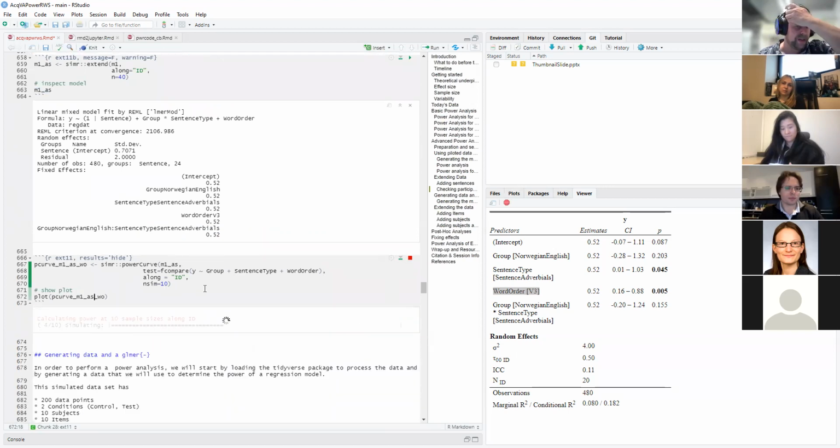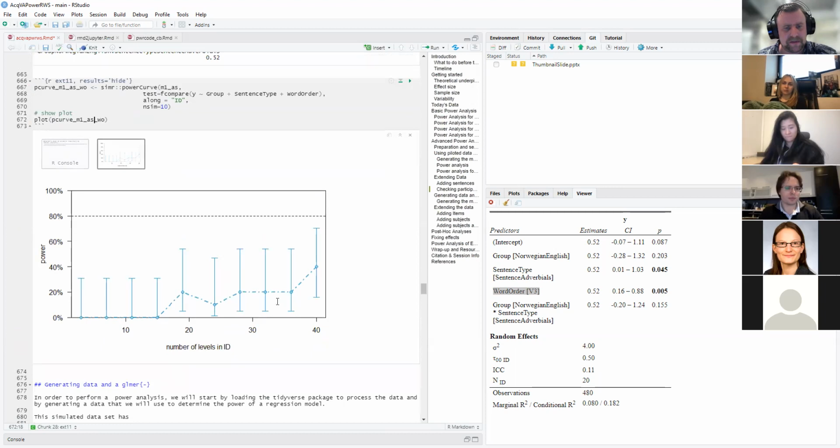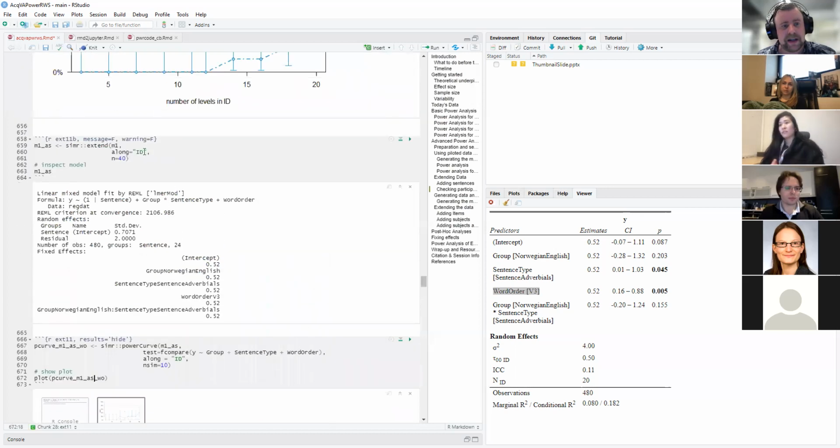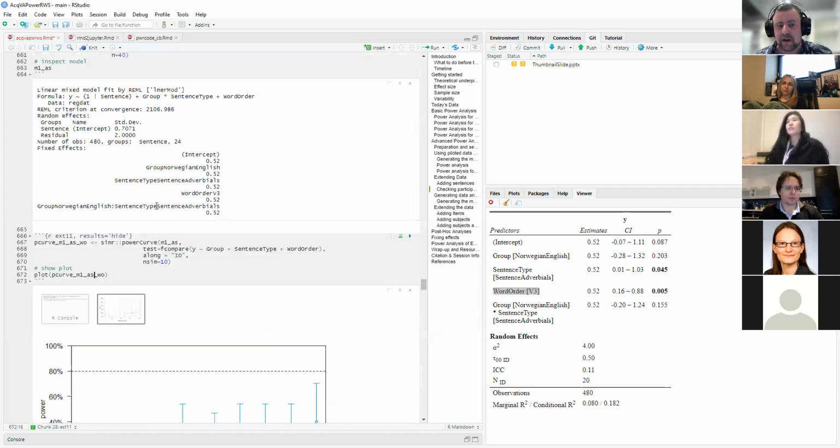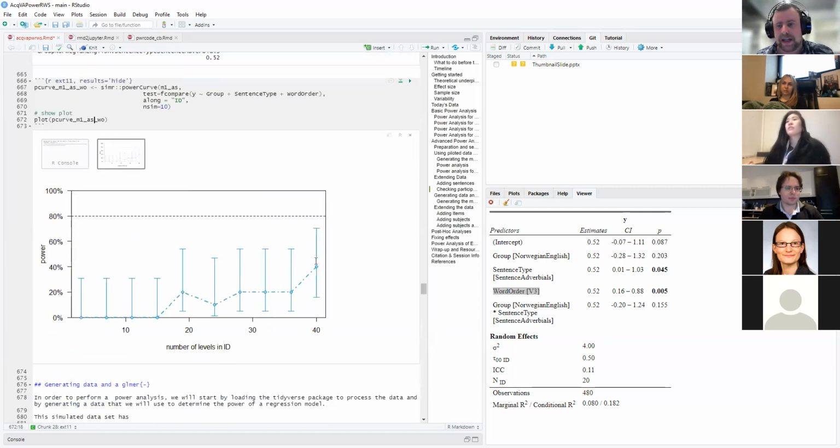And I hope that this should basically give us a better power for subjects. So it's better than before, still not high enough. So that would basically tell us we need to still increase the number of participants here, right? So 40 is not enough in our scenario.